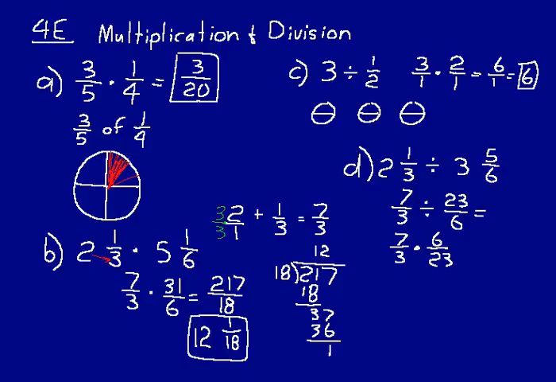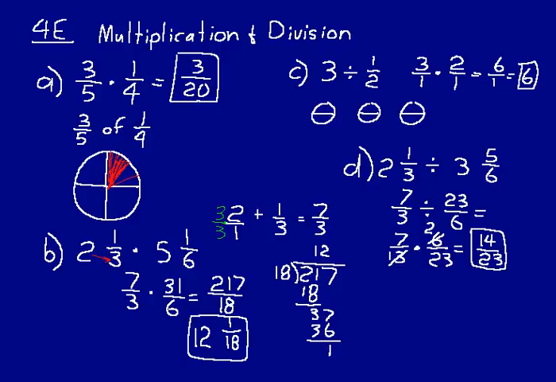Now let's simplify if we can, and we see that we have a 6 over 3, which would simplify to a 2 over 1. And so we end up with 14 over 23. And just like we thought, we get a fraction less than 1 because we were trying to find how many 3 5/6 would go into 2 1/3.